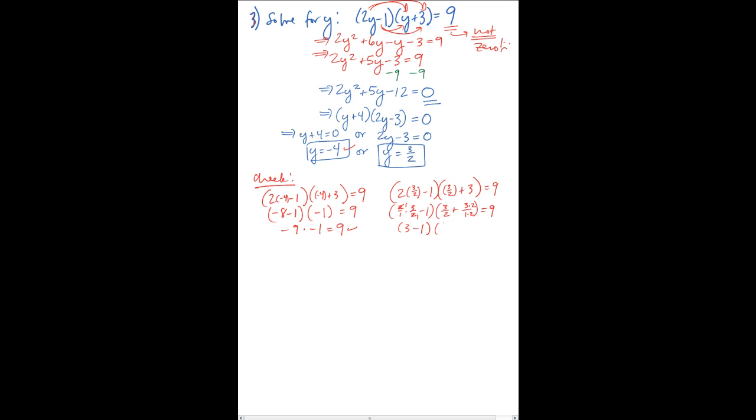3 halves plus 6 halves. So we get 3 minus 1 equals 2. 3 halves plus 6 halves is 9 halves. And 2 we can rewrite as 2 over 1 times 9 over 2 equals 9. We can see that that's the case. The 2 over the 2 are going to cancel. So that works. So we can see 3 halves also works. Let's try one more example. This time let's solve for p.